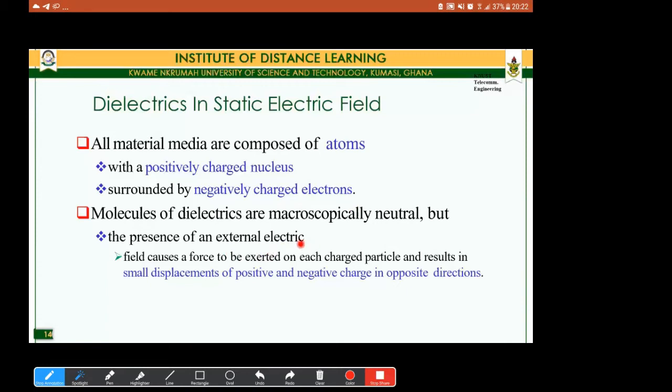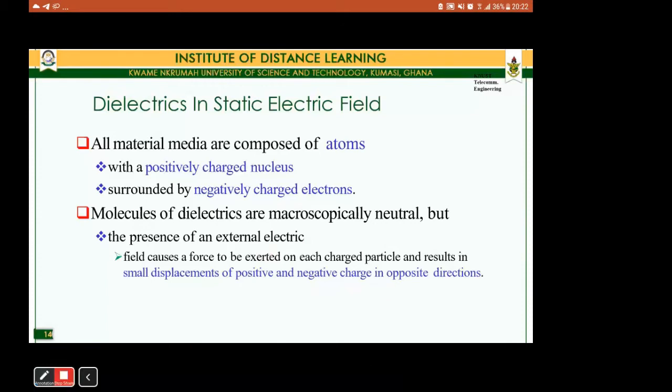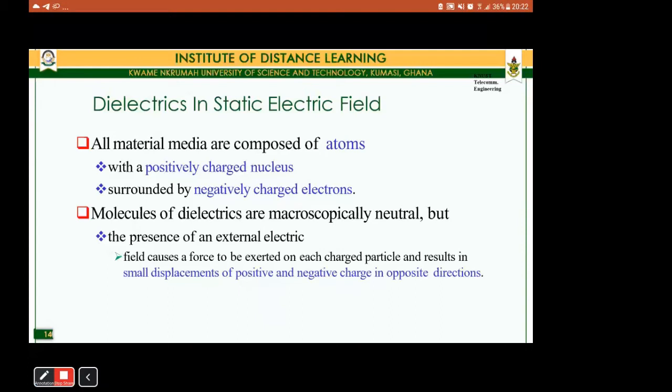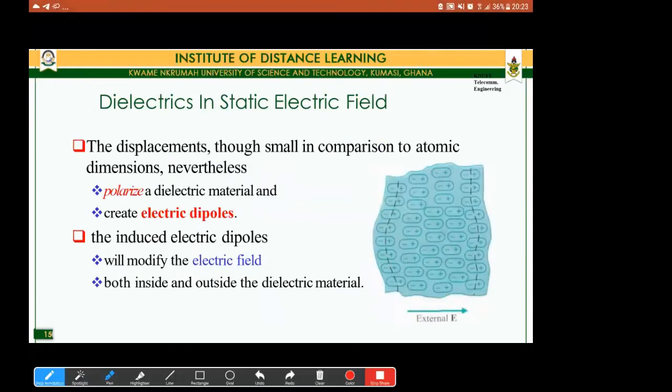this external electric field will cause a force to be exerted on each charged particle. And it will result in small displacement of positive and negative charges in opposite direction. So in this case, the charges are not moving, but they are just merely displaced slightly in the opposite direction. This displacement will create what we call electric dipoles, positive and negative. So if you look at this material here, because of the external electric field, the negative charge will experience the force in one direction and the positive charges will experience the force in the other direction. So if you look at the atoms, you can see negative charges here, positive charges here, they are sort of displaced slightly in either direction.